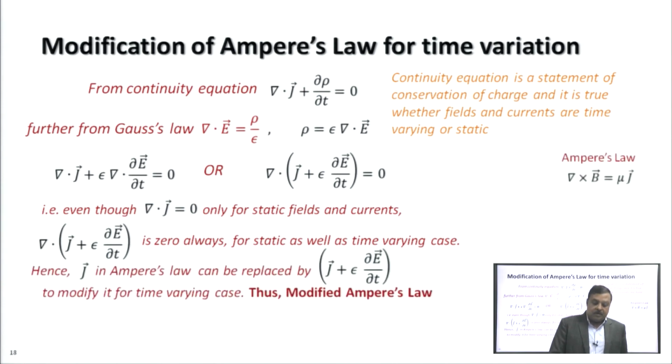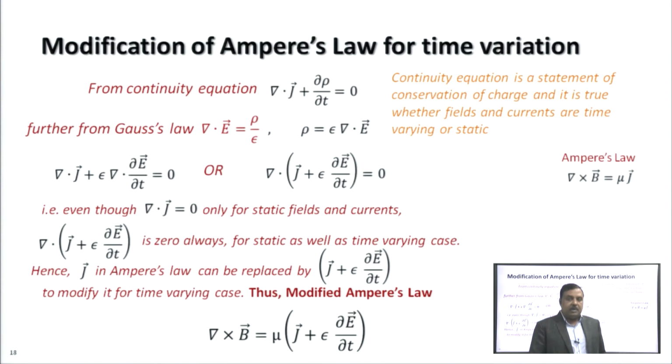So, in Ampere's law, on the right hand side, del cross B equals mu J. In Ampere's law, if J is replaced by J plus epsilon delta E by delta t, then this law will be valid for static as well as time varying case. So, in this way we get the modified Ampere's law as del cross B equals mu times bracket J plus epsilon delta E by delta t.